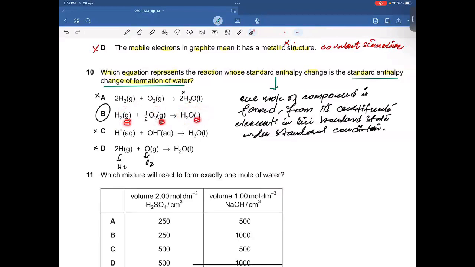How many hydrogen here? 2. So we need to put 2 here. How many oxygens here? 1. We need to put half here, which means it is 1 mole of water is formed from its constituent elements under standard condition. So this equation follows the entire definition, and therefore B is going to be the right answer. I hope it makes sense to you.